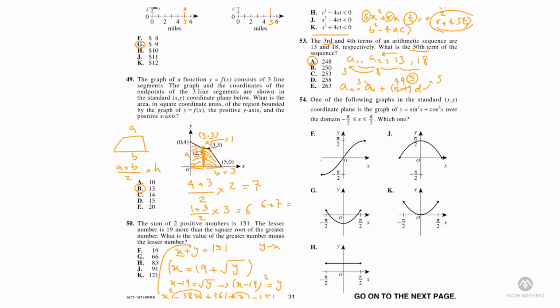On the following graphs in the standard xy coordinate plane, which is a graph of y equals sine squared x plus cosine squared x over the domain of minus pi over 2 to pi over 2? So we know something. Sine squared x plus cosine squared x is always equal to 1. H is the answer. This is always one number.